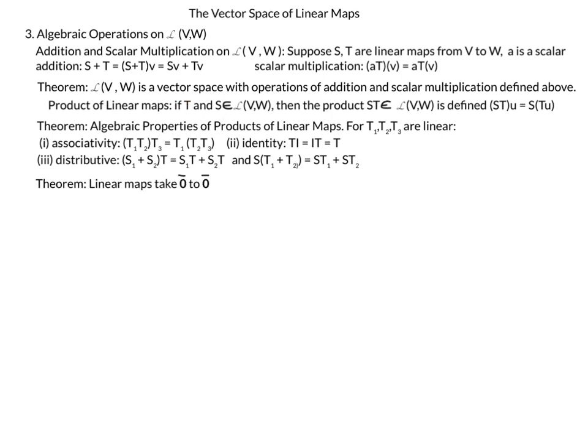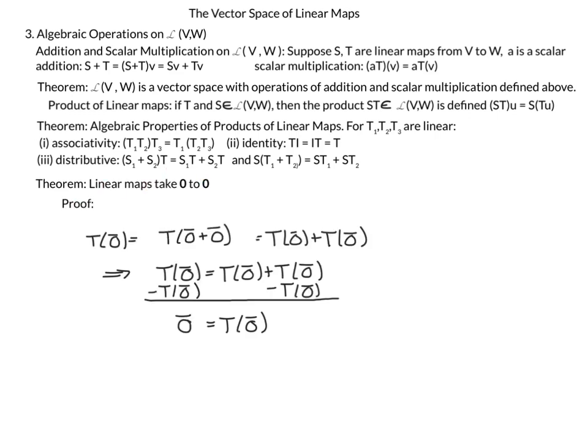Our final theorem for this video is linear maps take the zero vector to the zero vector. Our proof is T of our zero vector. So our zero vector, we can just add another zero vector to it. So 0 plus 0 is still our zero vector. So T of our zero vector is equal to T of 0 plus 0. By our additivity, because our assumption is that we're talking about linear maps, we can separate this out to T of 0 plus T of 0.